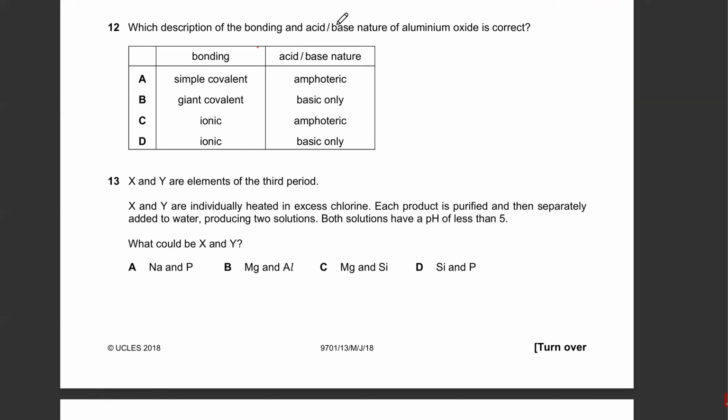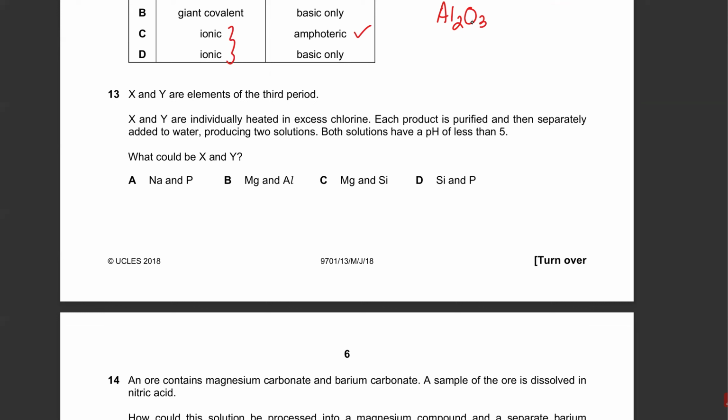Which description of bonding and acid-base nature of aluminum oxide is correct? Aluminum oxide, is it covalent or ionic? It's ionic. And it's amphoteric. Okay, so it's C.